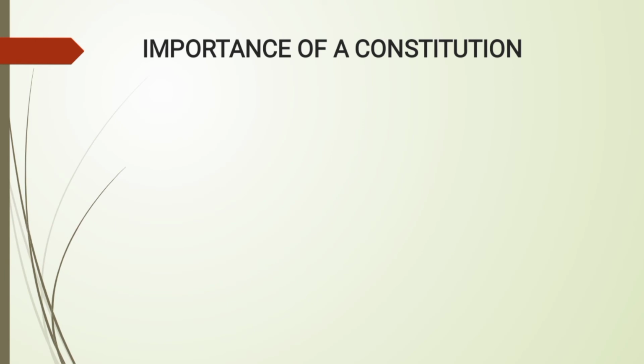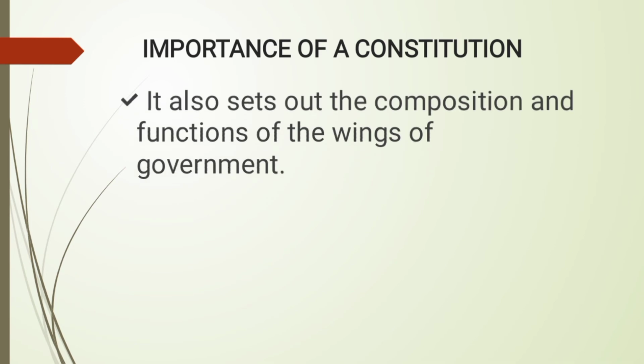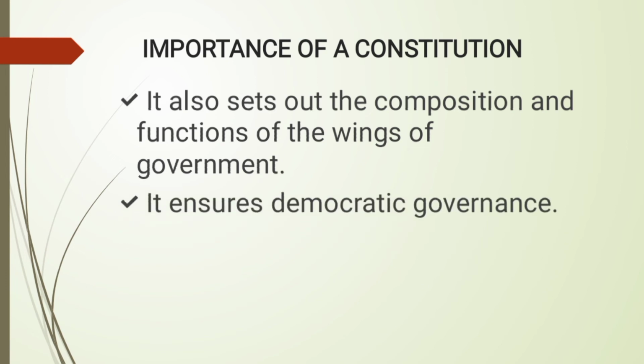Now, what are the importances of a constitution? Why do we need to have a constitution in the country? One, the constitution sets out the composition and functions of the wings of government. It is in the constitution where it is stipulated to say the executive wing has got these powers. The legislature, the judiciary, all their roles are described in the constitution. So it sets out the functions of the wings of government.